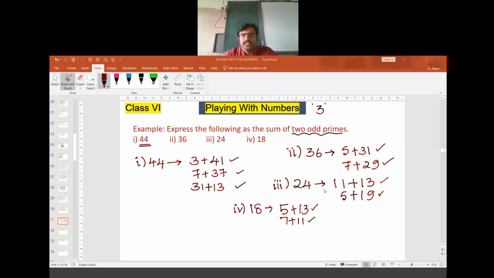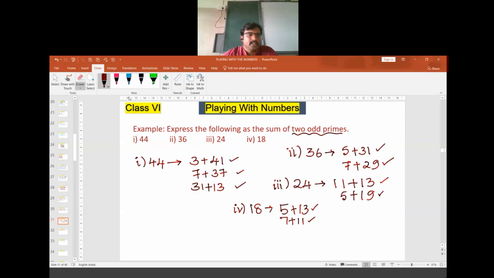They are not the final. 5, 13 is not the final. 7, 11 is also there. Likewise, you will think and we can make the combination of two odd prime numbers such that their sum is 44, 36, 24, 18, like that. Hope it is clear to everyone.